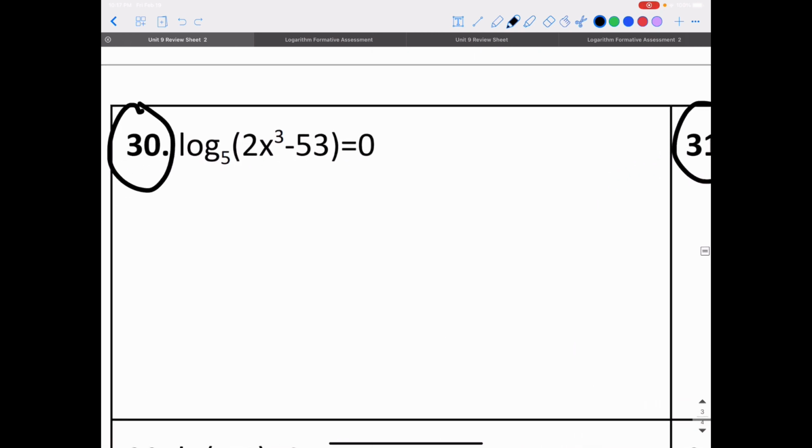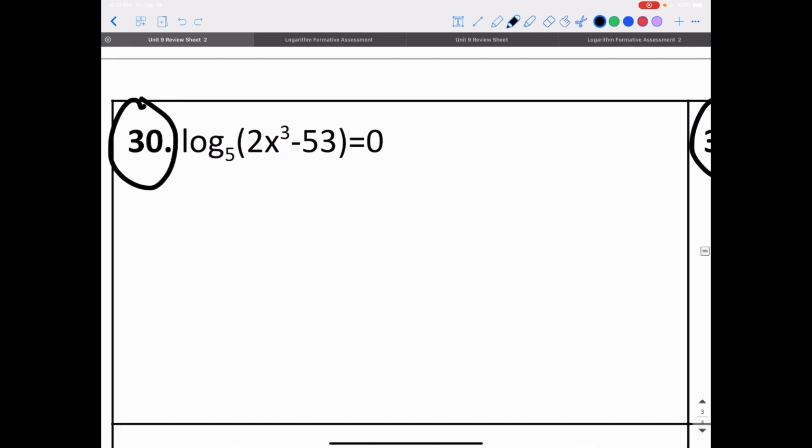For number 30, I have a logarithm equation that I need to solve for x. When I can't solve it in logarithm form, I can convert it to exponential form, and I'm probably going to be able to solve it that way. So I want to identify what's my base, what's my exponent, and what's my answer. In exponential form, my base is going to be 5.